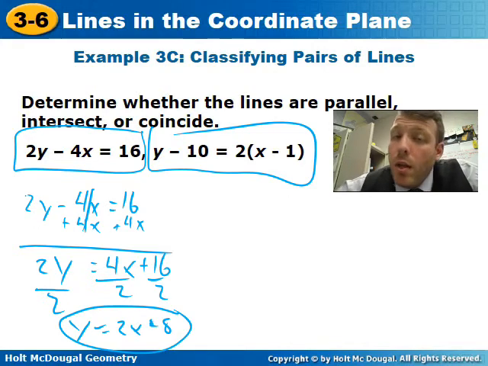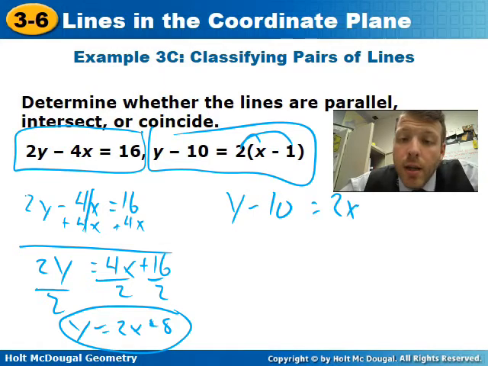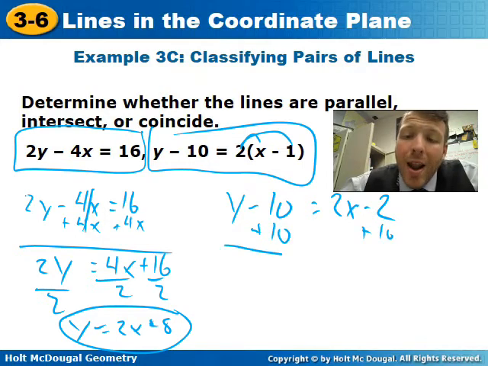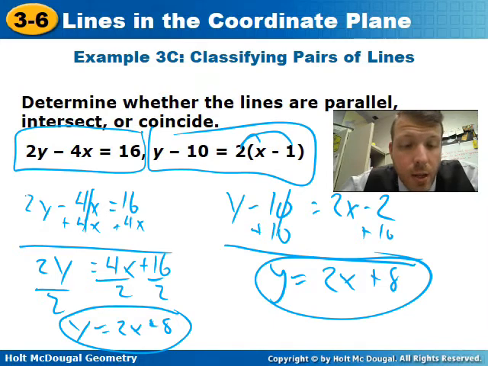I want to go ahead and do that over here. So the first thing I need to do is distribute the 2. So I'll have y minus 10 equals 2x minus 2. Last step, add 10 to both sides. Remember, you're not adding it to the 2x, you're adding it to the -2. And so you'll have y equals 2x plus 8. If you look, they have the same slope and they have the same y-intercept, so they have to be coinciding.